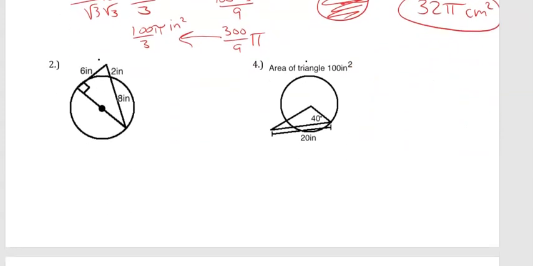We know that it's pi r squared. We don't have the radius though. Any ideas on how we're going to find that radius? Pythagorean theorem. You have 2 sides of a triangle. Find the third side using Pythagorean theorem.